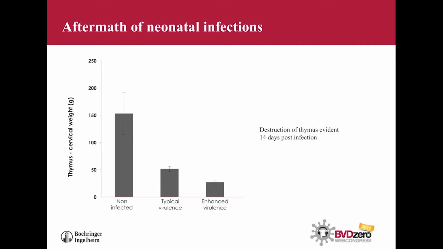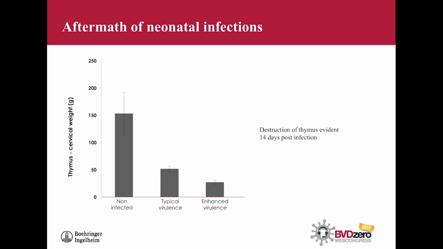So, the aftermath of neonatal infection, as I'm showing you in this slide: you get destruction of the thymus at 14 days post-infection. We got this data by directly weighing the thymus 14 days after infection. In non-infected animals, you can see that the weight is about 150 grams. It's about a third of that with typical virulence BVD. This is a BVD that doesn't give you a high fever or a pronounced diarrhea or a cough. This might give you a mild fever that you might not even pick up on in a feedlot situation.